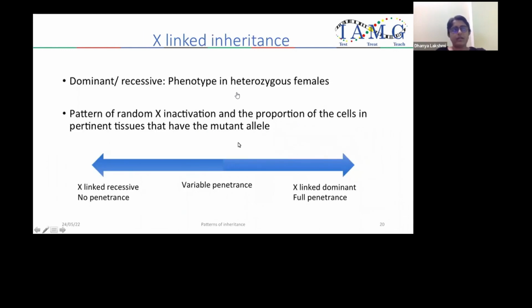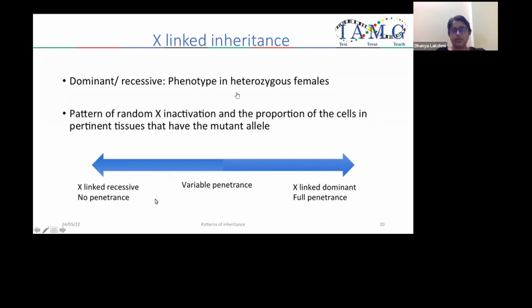Now, coming to X-linked inheritance. Here, whether an X-linked condition is dominant or recessive depends upon whether the phenotype is expressed in a heterozygous female, and the phenotypic expression in a heterozygous female also depends on the pattern of random X inactivation and the proportion of cells in the pertinent tissues that have the variant allele.